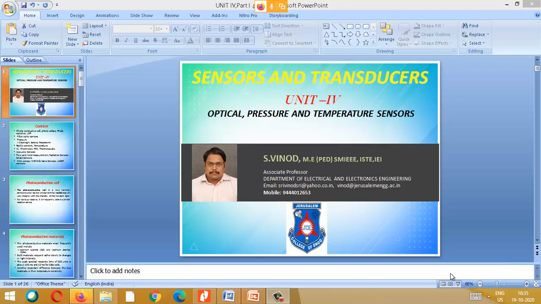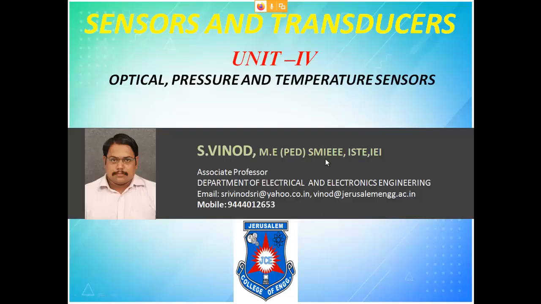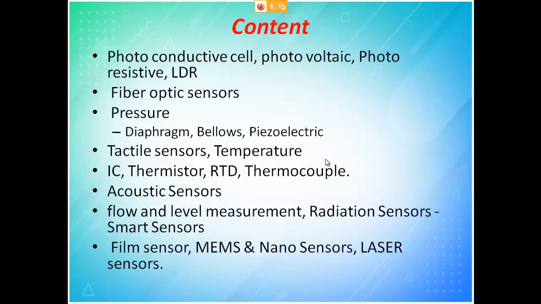So let us today start with unit number 4. Unit number 4 deals with optical, pressure and temperature sensors. Okay, so in this the syllabus is as follows. You have photoconductive cells, then photovoltaic cell, then photoresistive and LDR.